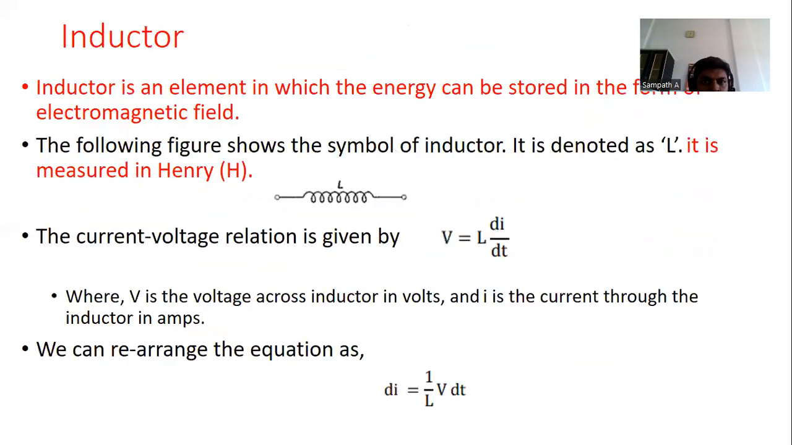And the next one is the inductor. It is also a reactive component. It can also store energy, but in electromagnetic form. Capacitance stores the energy in electrostatic form. Inductance stores the electrical energy in electromagnetic form. Here the equation for current through the inductor is 1 by L times integral of V dt.